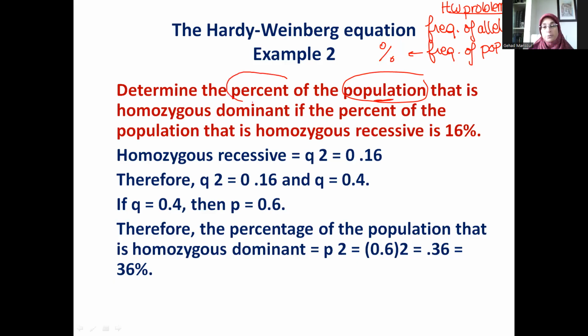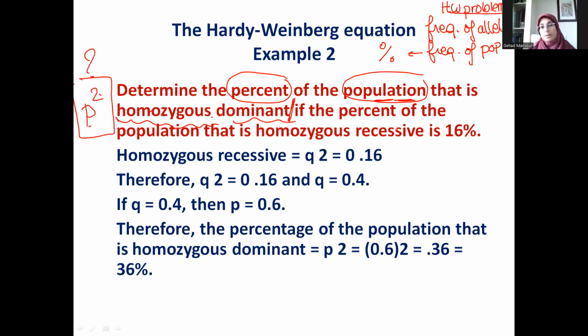So they want it in the form of a percentage, and they want the percentage of the population that is homozygous dominant. How can we represent this? First, we have to ask ourselves, how can we represent it? We can represent it by p squared. P because it's dominant, squared because it is homozygous. So this is what is required.